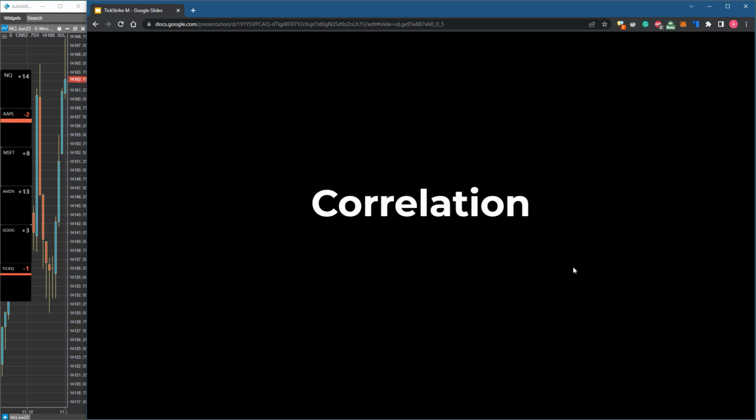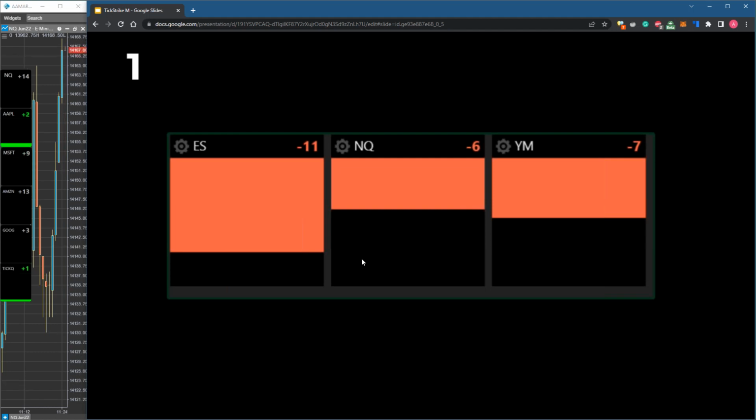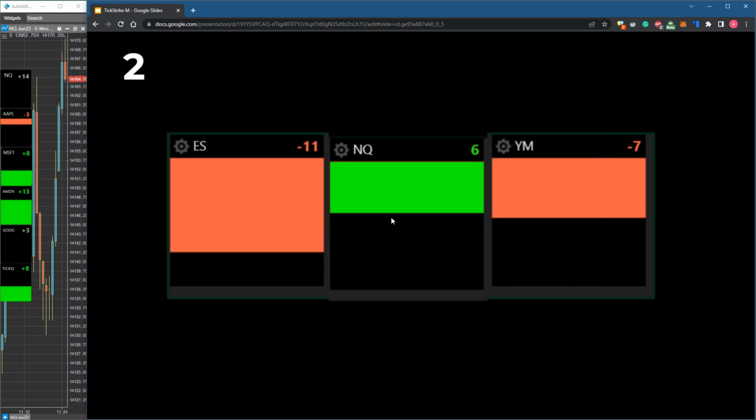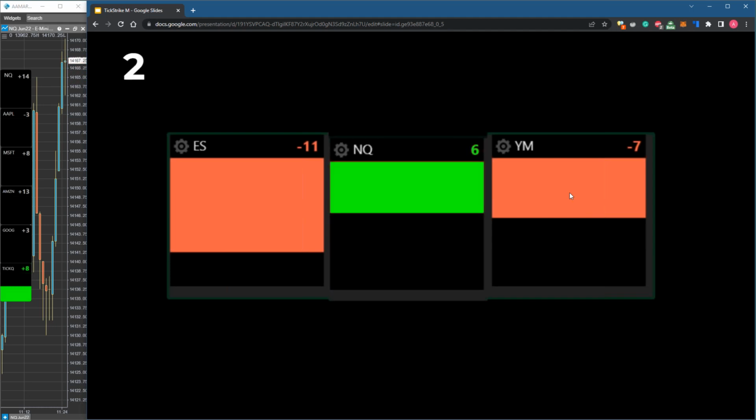All right, let's go through this stuff. So, correlation. I've got a really simple question for you guys, and hopefully you can answer this for me. We've got 2 scenarios here. Scenario 1, where we have the ES, the NQ, and the YM all showing red, and scenario 2, in which we have the ES and the NQ showing some green, and the YM. Out of these 2 scenarios, where do you think we're likely to see the greatest momentum in one direction? Is it scenario 1? Or is it scenario 2?